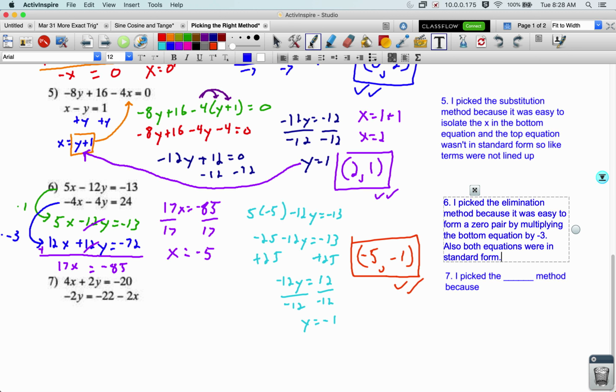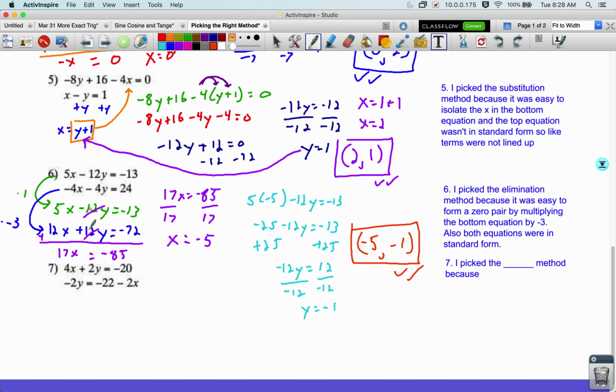All right, last one. So number 7, this one does have a zero pair, and if you have a zero pair, you should go with the elimination method every time. The 2y and the negative 2y. It's going to be a little bit more tricky because like terms aren't nicely lined up, but I still think we should do it with elimination.